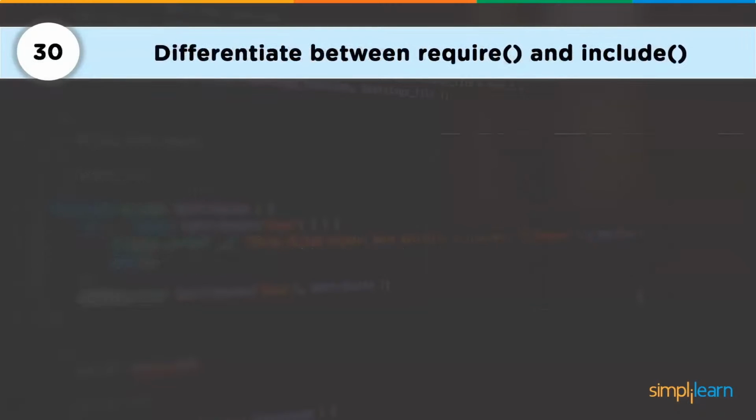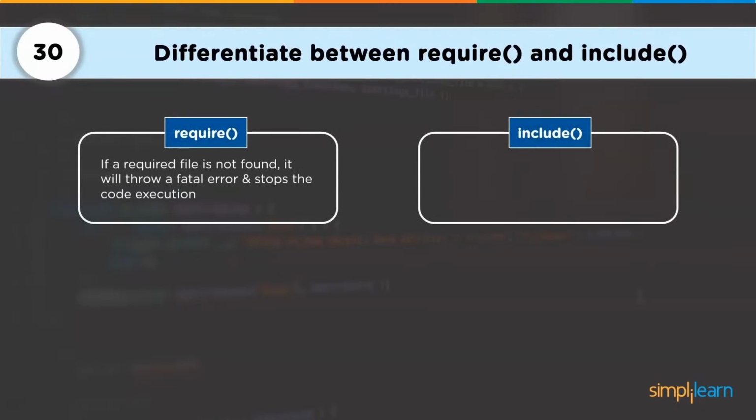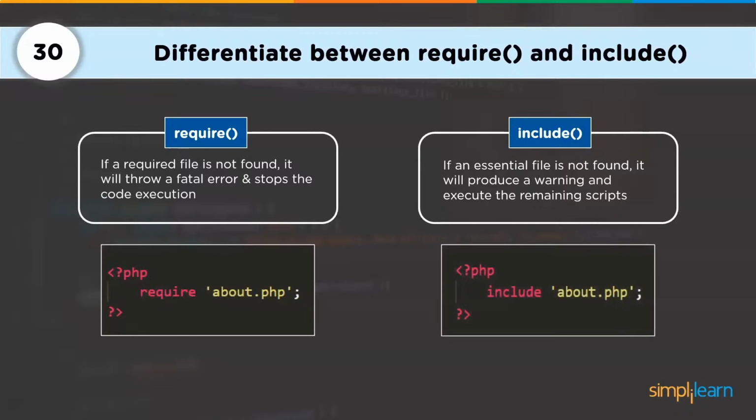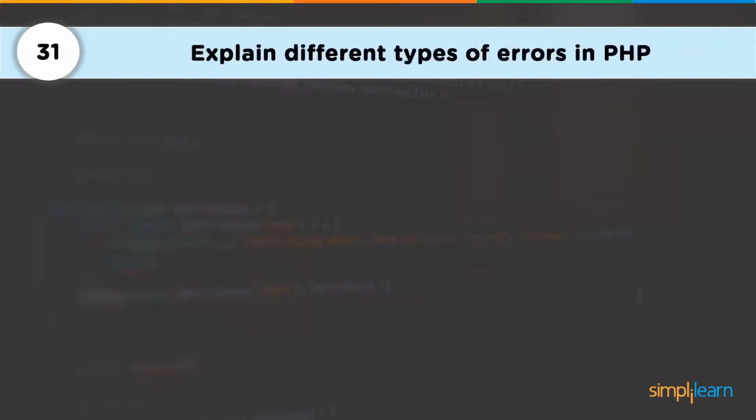Next up, differentiate between require and include. Now require, if a required file is not found, it will throw a fatal error and stop the code execution, while in case of include, if an essential file is not found, it will produce a warning and still execute the remaining scripts. So as you can see, both of these include and require are used in the exact same way with different functions. Next up, explain different types of errors in PHP.